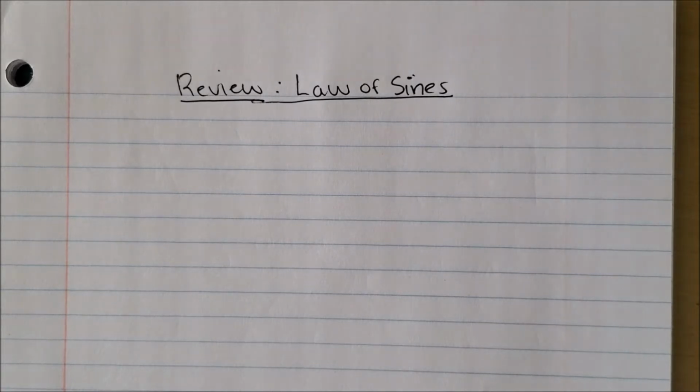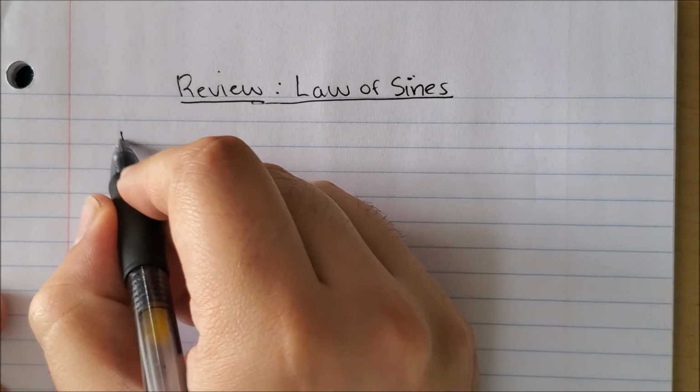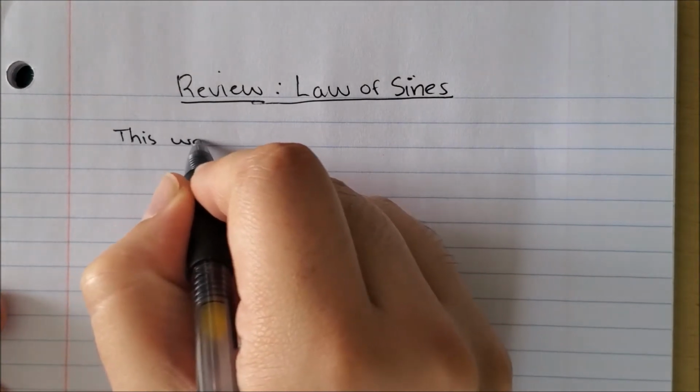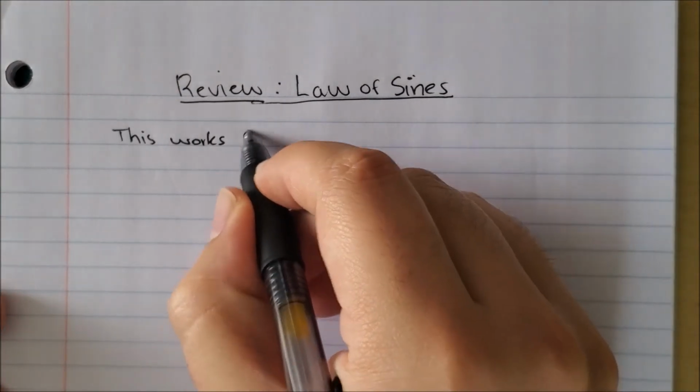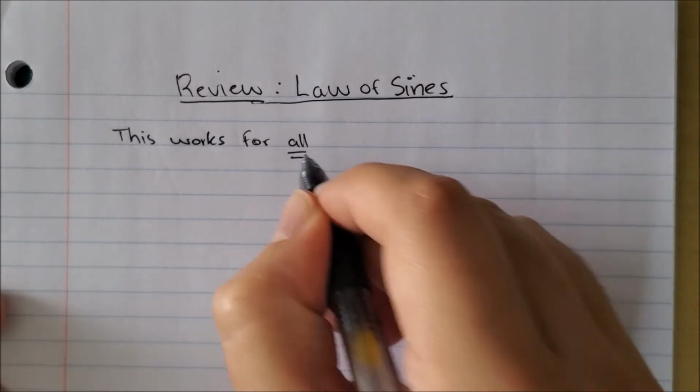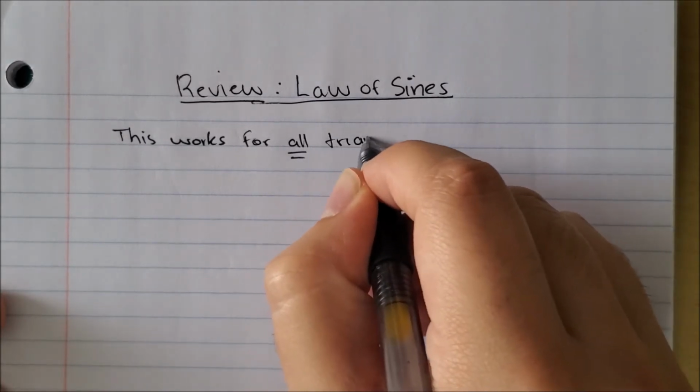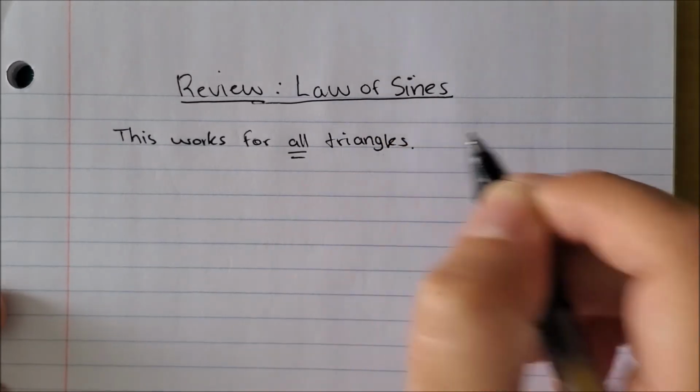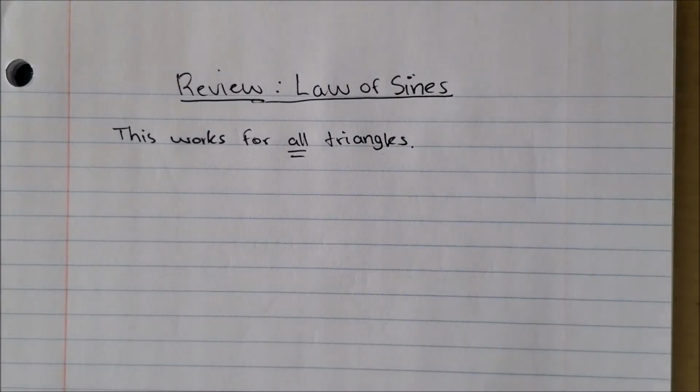So, quick reminder of law of sines. Just remember that this works for all types of triangles. This works for all triangles. So not only right triangles, but especially triangles that we don't know much about, any kind of triangle. Now with right triangles, we do prefer to use SOHCAHTOA, which is a lot easier. It's just like a one-step type of thing. But law of sines still works for that.